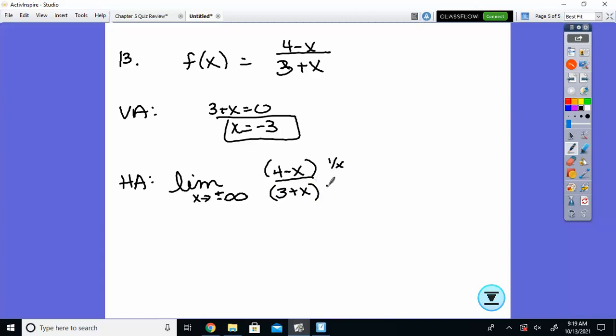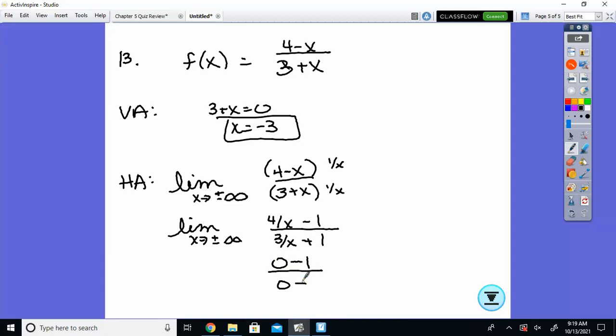1 over x. The limit as x approaches positive or negative infinity of 4 over x minus 1 over 3 over x plus 1. Now, a number over infinity turns into 0. So we have 0 minus 1 over 0 plus 1. So we get negative 1.